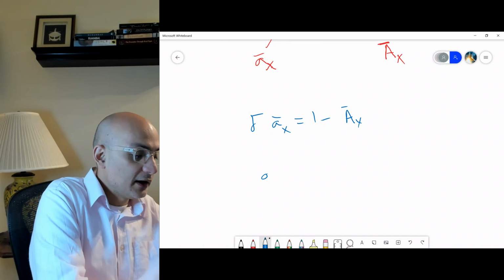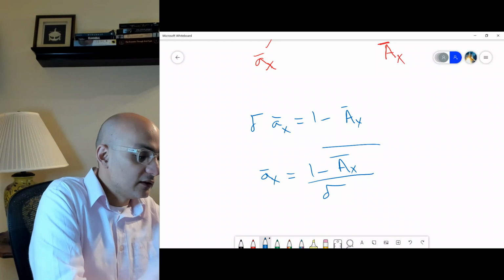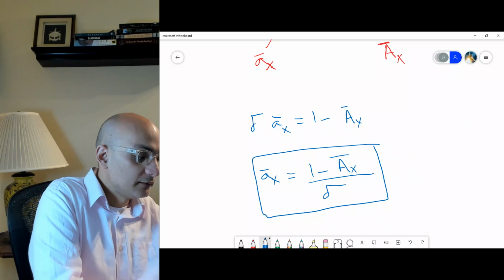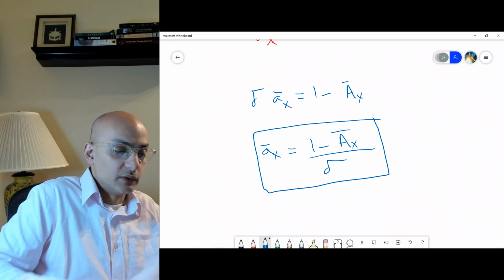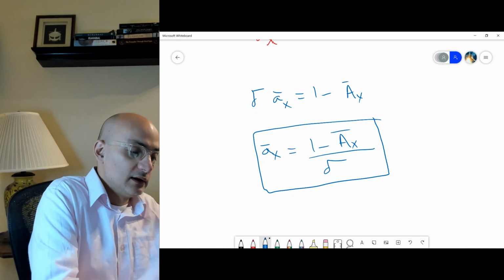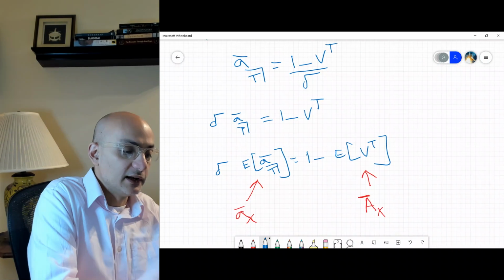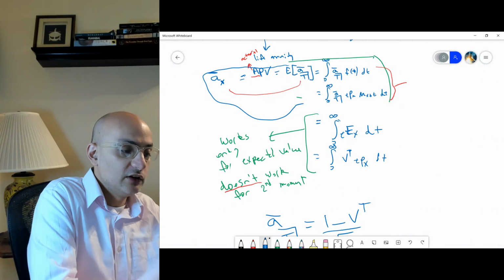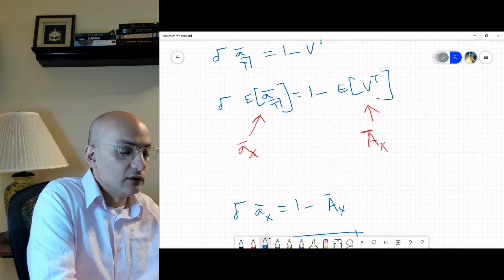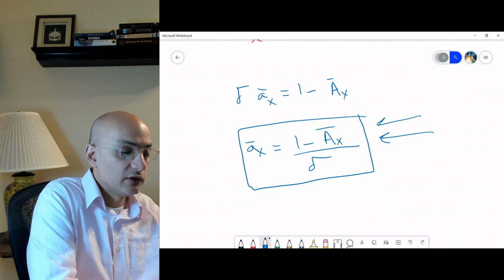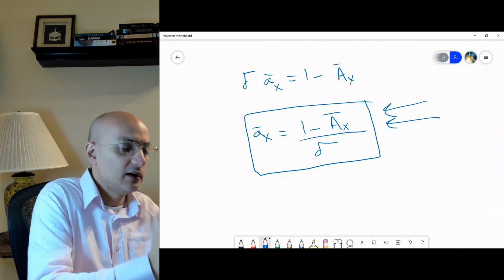So now we can rewrite a bar X as equal to 1 minus this over delta. And this is very, very important, right? Because many times you don't need to integrate. This integration is just in case you need it, but most of the time you really don't need to integrate. Right away, for most of the questions you need to know this relationship. Let's take a few examples.